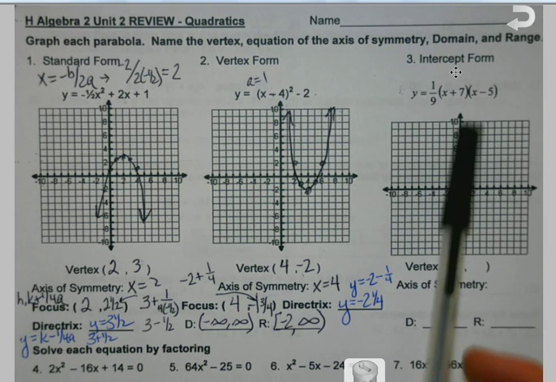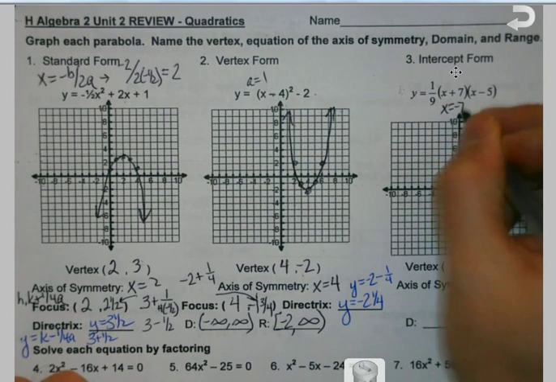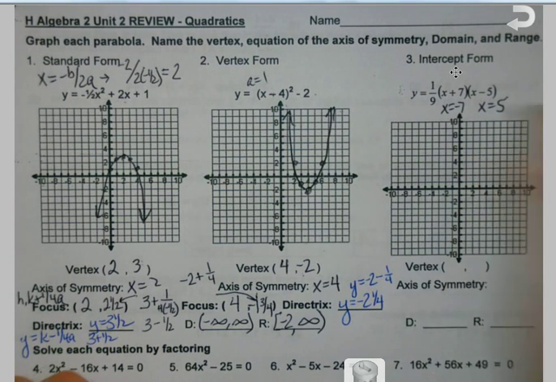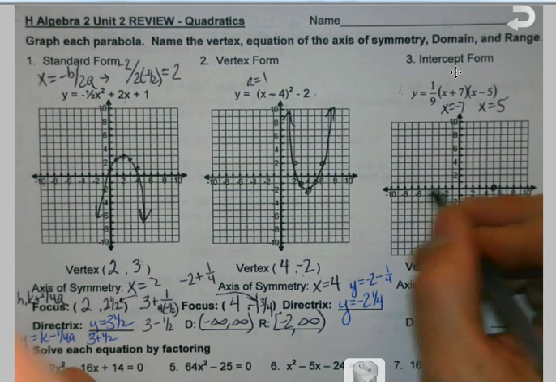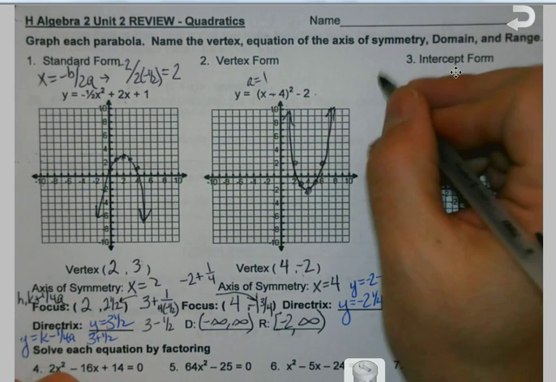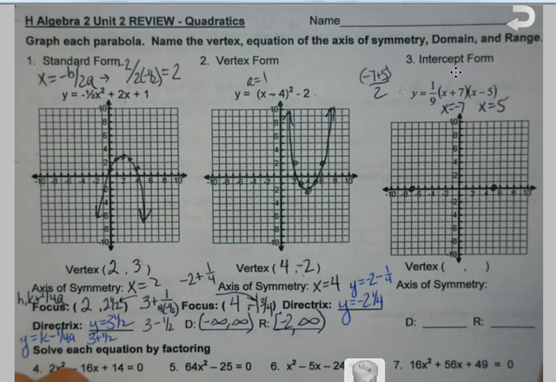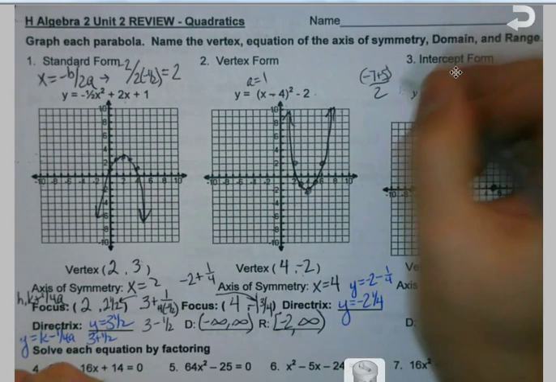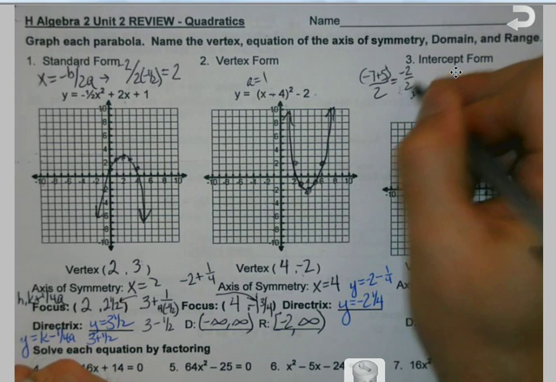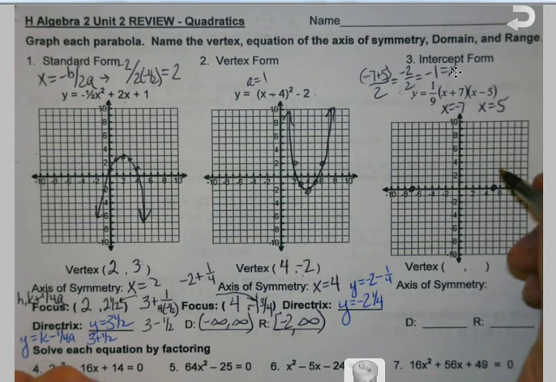Then, intercept form. A lot of times this will be the easiest. I find my two intercepts by setting my quantities equal to 0. To get my vertex x value, I could go ahead, add those up, divide by 2, or I could count with my fingers. -2/2 is -1 is my x value of my vertex.